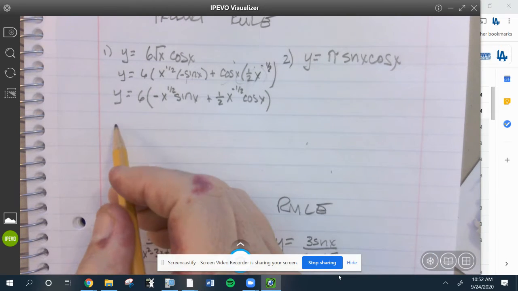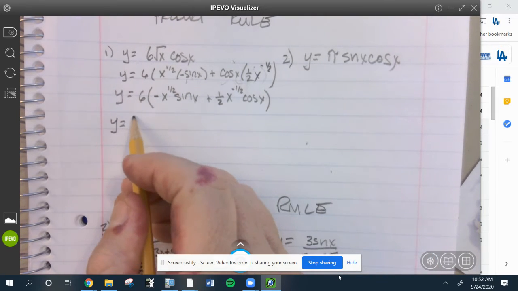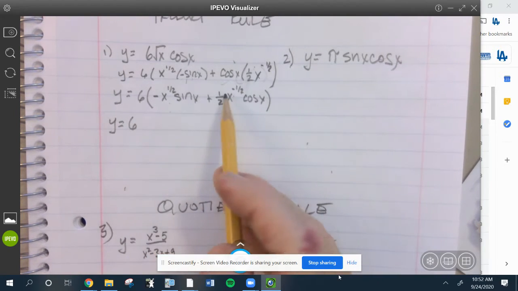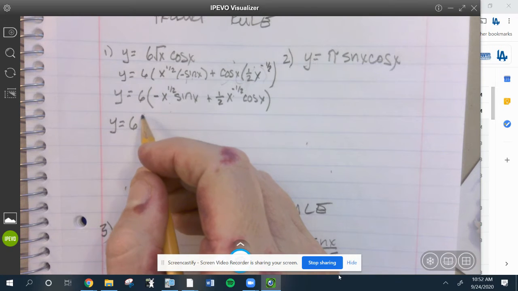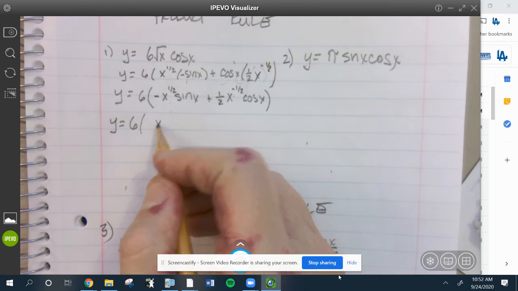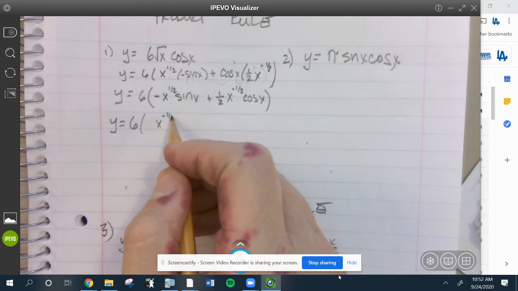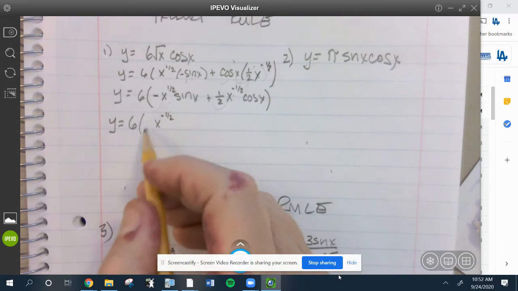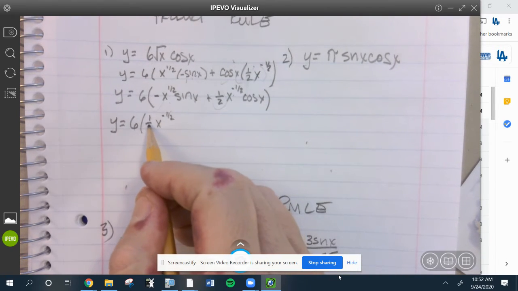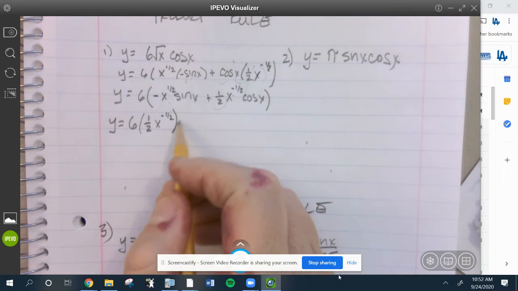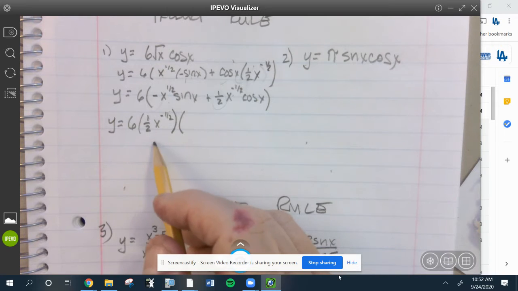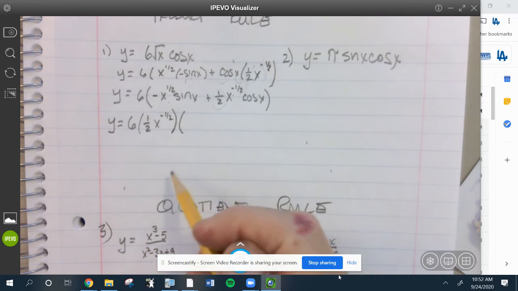Now, I'm going to factor out the common factor of x to the negative 1/2, but also because there's a fraction, this 1/2, which means I'm going to have to multiply the terms by 2. Divide by 1/2, multiply by 2.